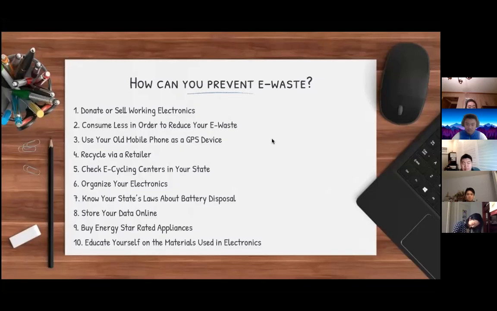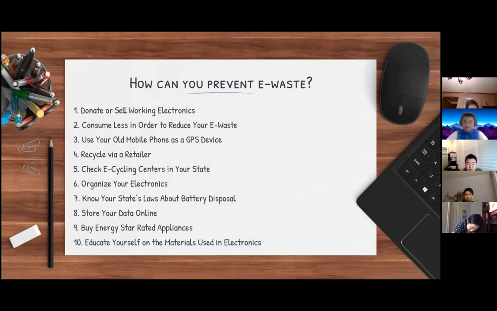So how can we prevent e-waste, or how can we reduce this e-waste? There are 10 ways we can do this. First, donate or sell working electronics. This one is very normal. We just donate it to people who need it when we don't need either the phone or computer, or we can just sell them and get some money back.